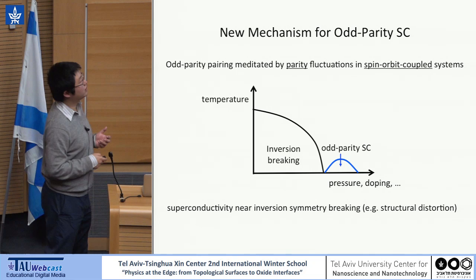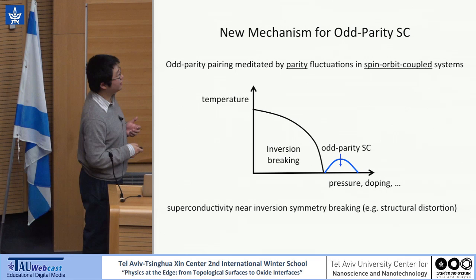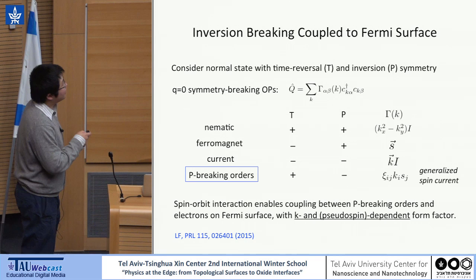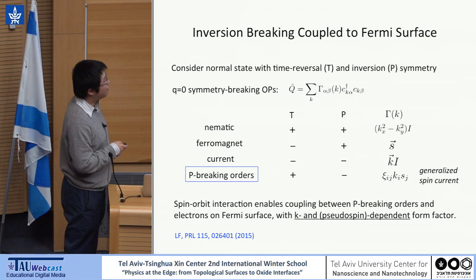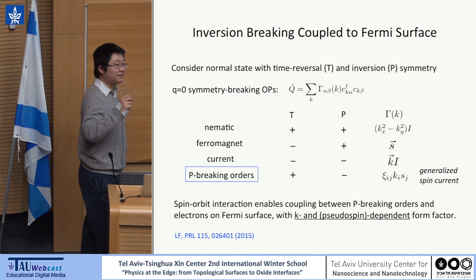So schematically, we envision this kind of phase diagram: as a function of some tuning parameter like pressure or doping, there's an inversion breaking phase. And in the vicinity of this inversion breaking phase, there may be a superconducting dome with odd parity order parameter. This inversion breaking order parameter couples to the electrons in a very unique way. Because it is odd under inversion and even under time reversal, it generally couples to the spin currents. And here, by spin, I really mean the pseudo spin that describes the spin orbit entangled Bloch states on the Fermi surface.